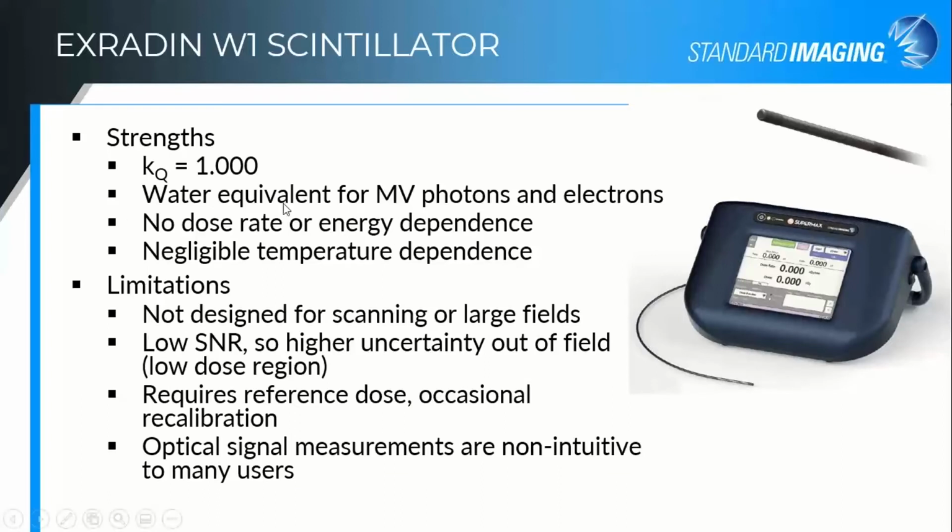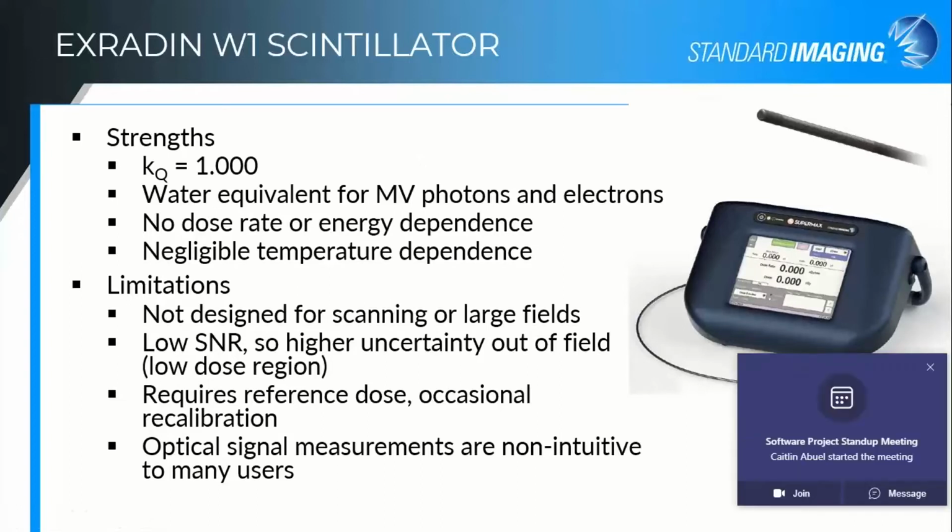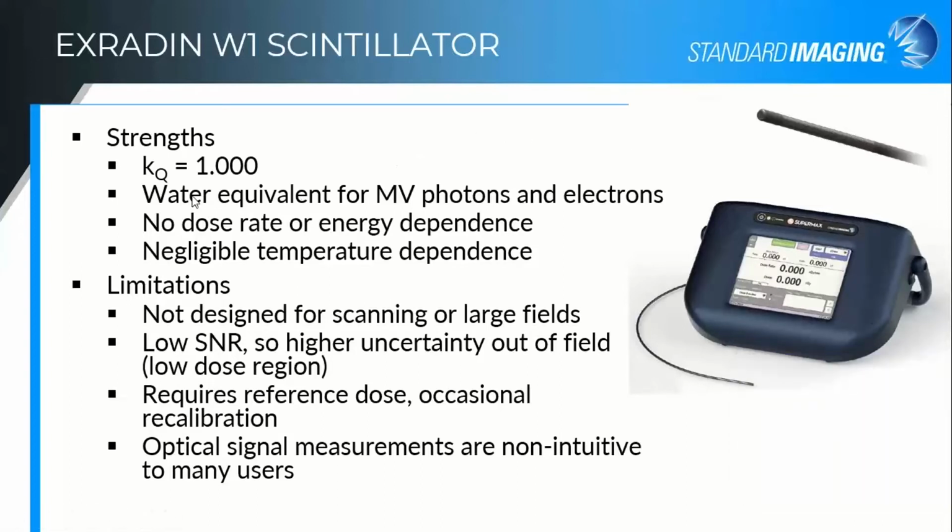So strengths of the W1 are that kQ value of 1, as reported in TRS 483, that really demonstrates the water equivalence for megavoltage photons and electrons. It does not show dose rate or energy dependencies, and it has a negligible temperature dependence. It's about 0.1% per degree Celsius, if I recall. All of the measurements that we have been performing are at room temperature, so a slight difference in room temperature does not affect your measurement. You don't need to correct for it.